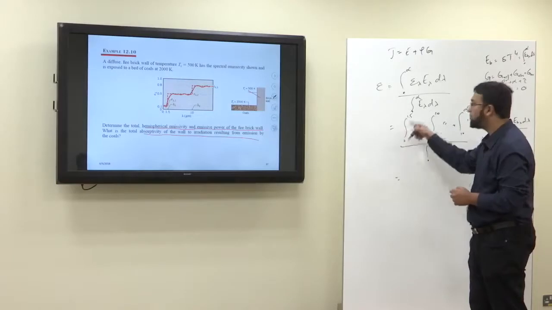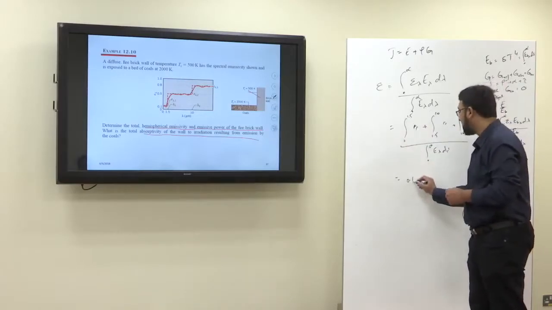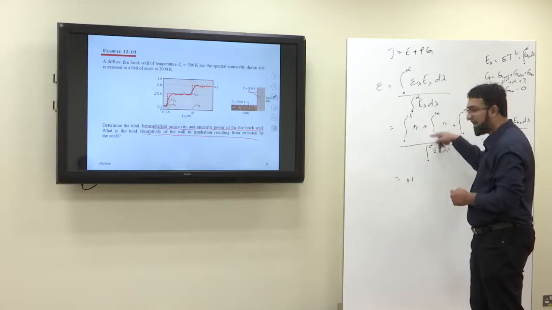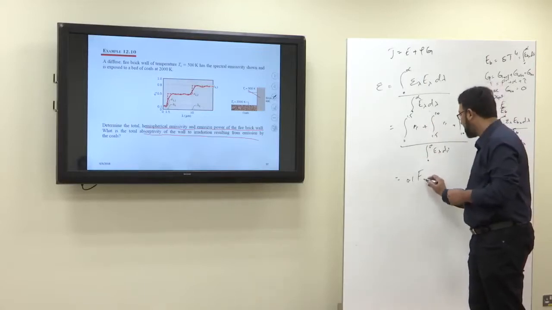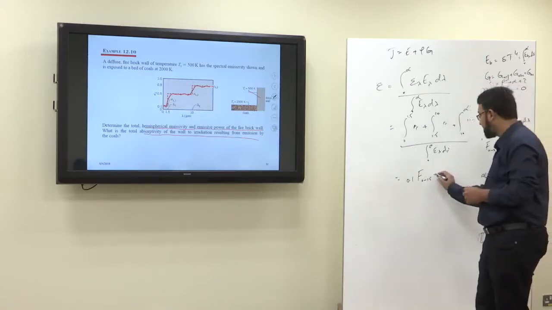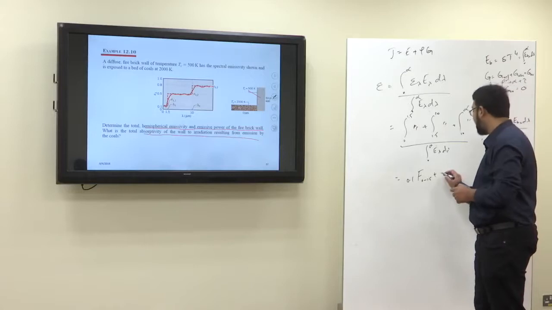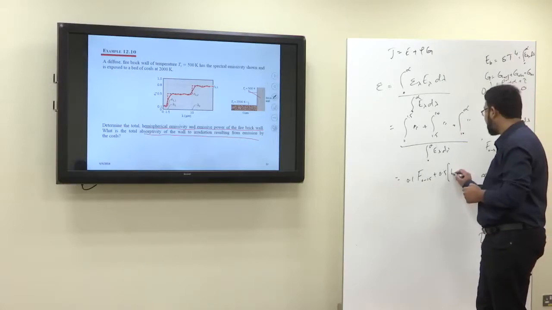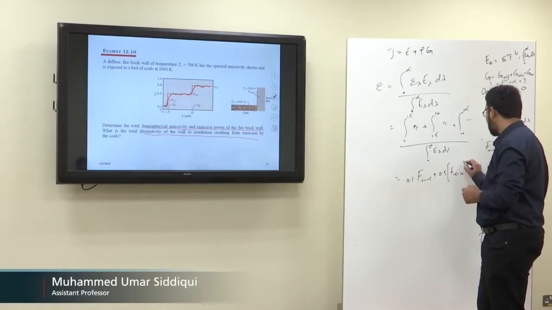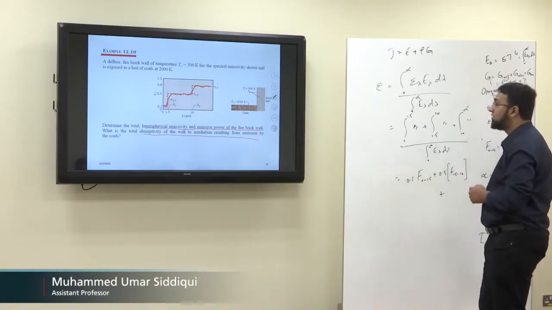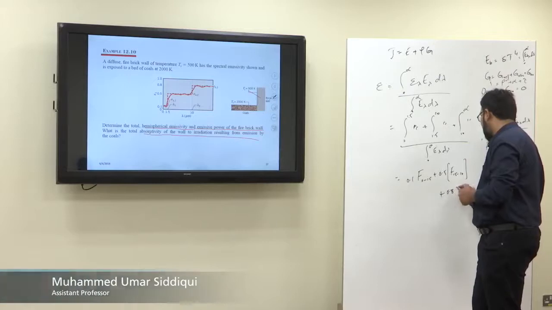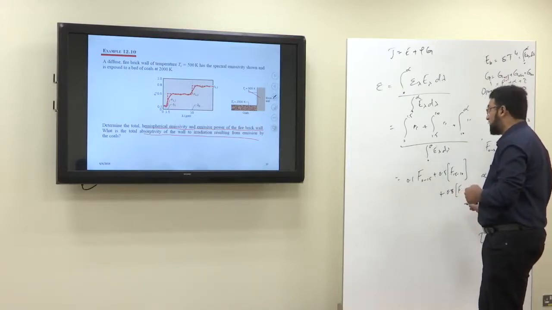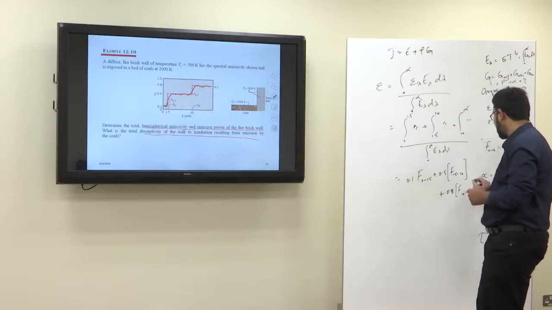Now this is equal to what? From 0 to 1.5, the emissivity is 0.1, and this will be the fraction 0 to 1.5, plus the next is 0.5, and this will be the fraction 1.5 to 10, then plus 0.8, and this will be the fraction 10 to infinity. Is it clear?